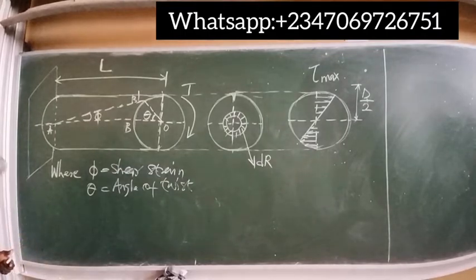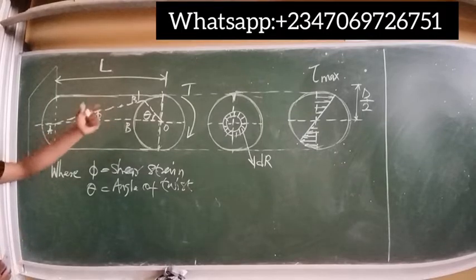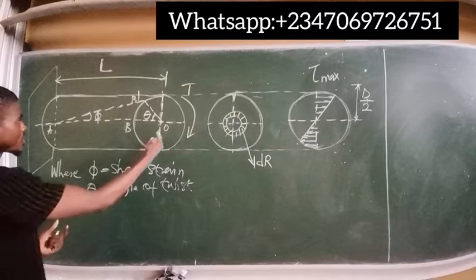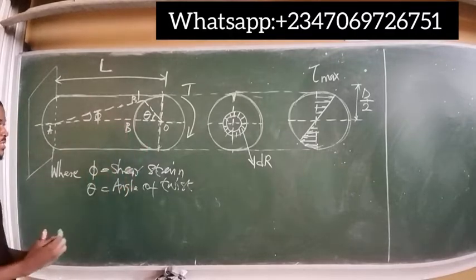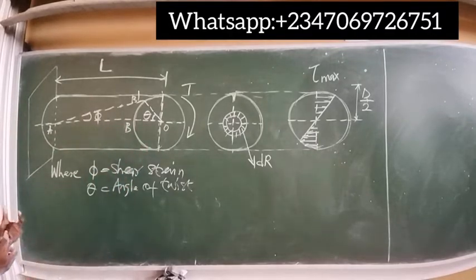Now, if we observe, notice that A, B, and B prime form a right angle triangle. Also, O, B, B prime also form a right angle triangle. So we'll get back to all of this.